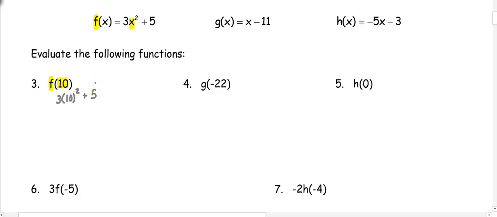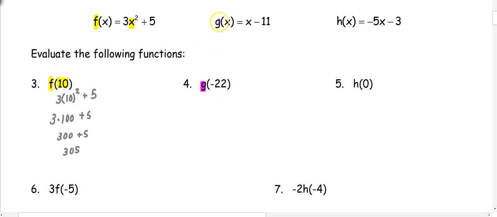Then this just becomes an order of operations problem. The first thing we want to do is square 10. So 10 squared is 100. 3 times 100 plus 5. 3 times 100 is 300, plus 5 gets us 305. So all we're doing is taking the value that it's giving us and substituting it for x in the equation.